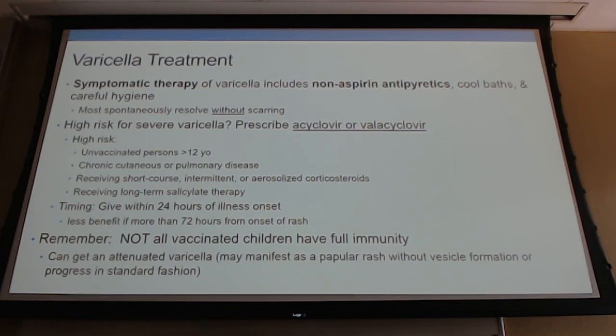This one's in the book. I don't love this one, but the short course or intermittent steroids, because that would be any child who's on asthma treatment. So not exactly in line with the updated guidelines. I'm not going to ask you that specific thing, so just be aware, but that is in your textbook. And then if they are on long-term steroids, that would be something we would give them that antiviral.